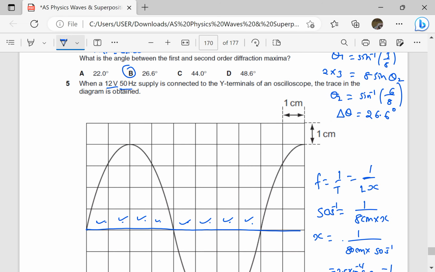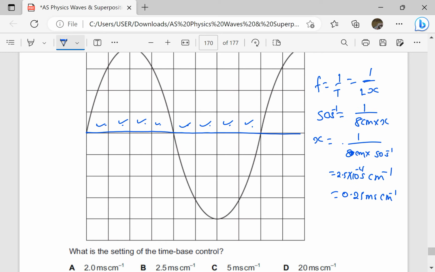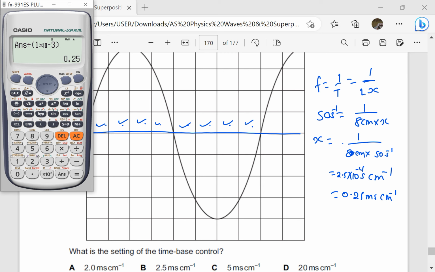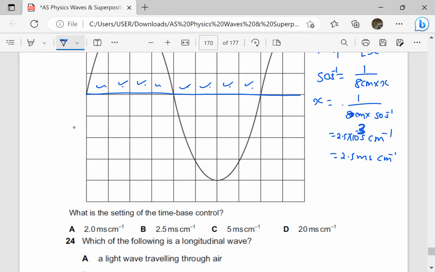Let me check again. Sorry. Instead of 8, I'm putting 80. So we have 50 times 8. 1 divided by the answer. Oh, sorry. This is power negative 3. Sorry about that. So it means in a milli it is going to be 2.5. Which makes our answer to be B.